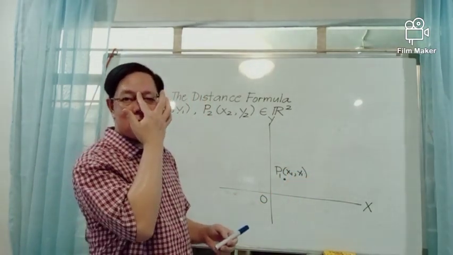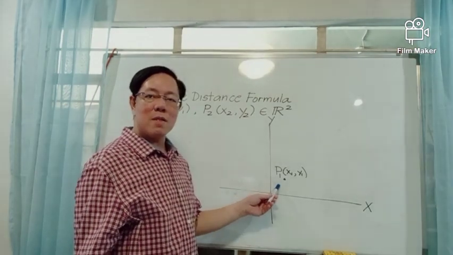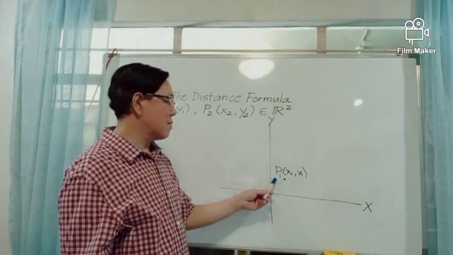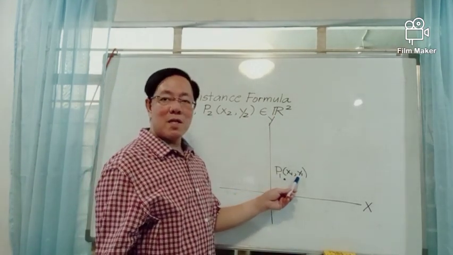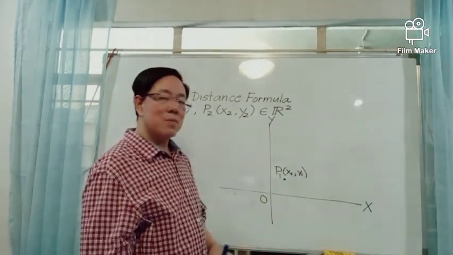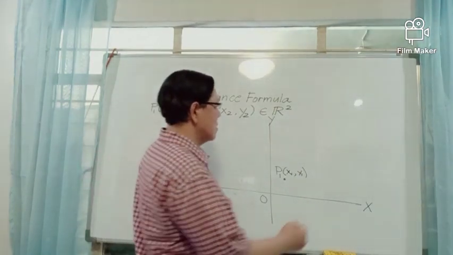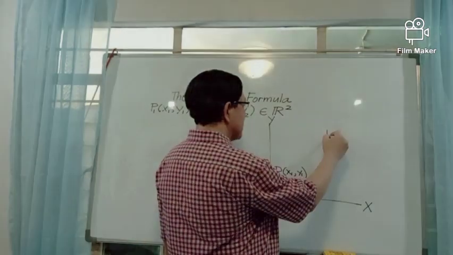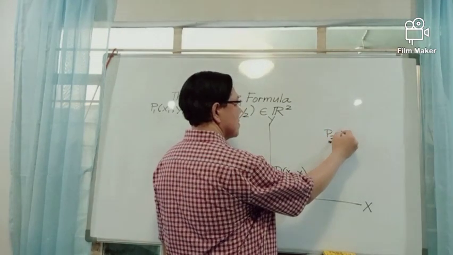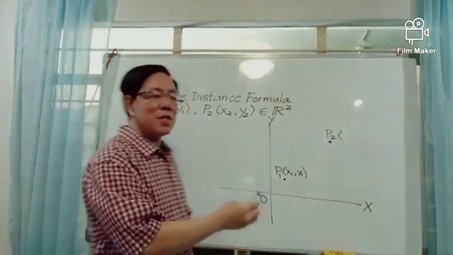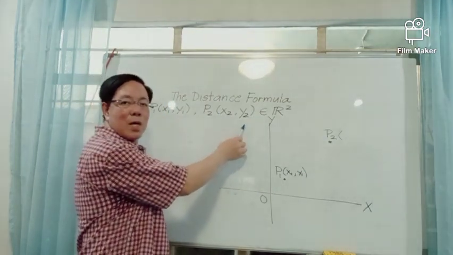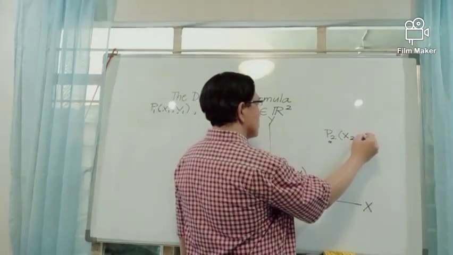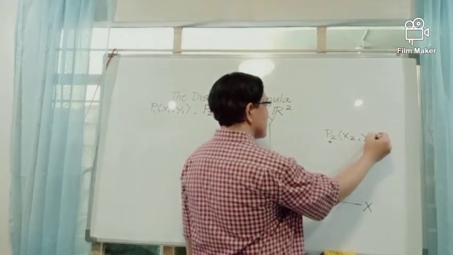If P1 is a point in the first quadrant, that means the abscissa x1 of P1 is positive, and the ordinate y1 of P1 is also positive. And we take this point as the point P2 with coordinates x2, y2.